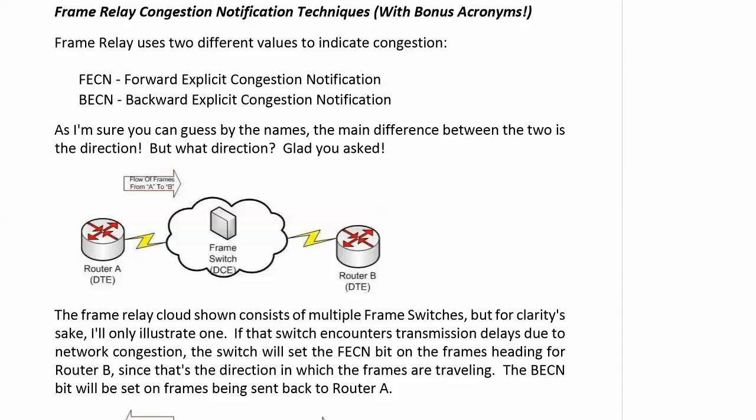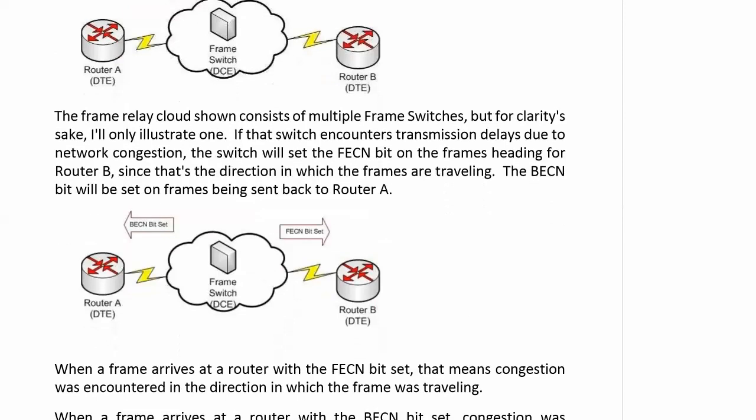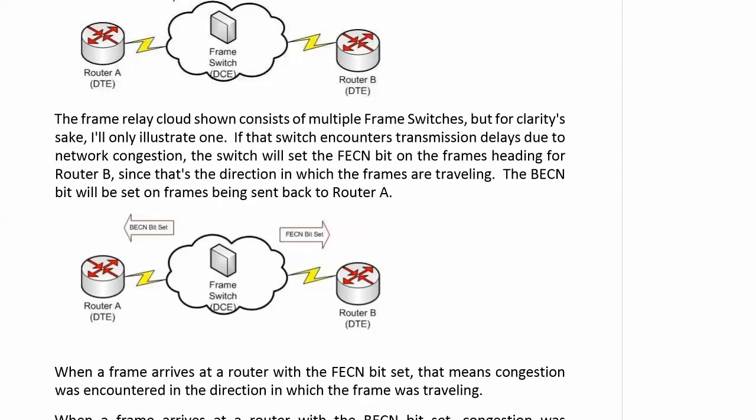The frame cloud we know has multiple frame switches in it, but here I've got one in this drawing for you. If that switch encounters transmission delays due to network congestion, it's going to set the FECN bit on the frames headed for router B, because that's the direction the frames are traveling in. And router B sees that FECN bit set and says, okay, we got some congestion, I need to take the appropriate steps for that. And the BECN bit will be set on frames sent back to router A. So that's the opposite direction, or the backward direction in which the frames were originally going.